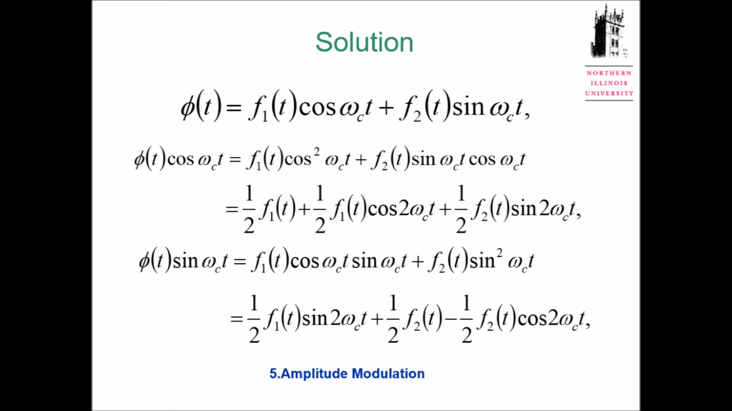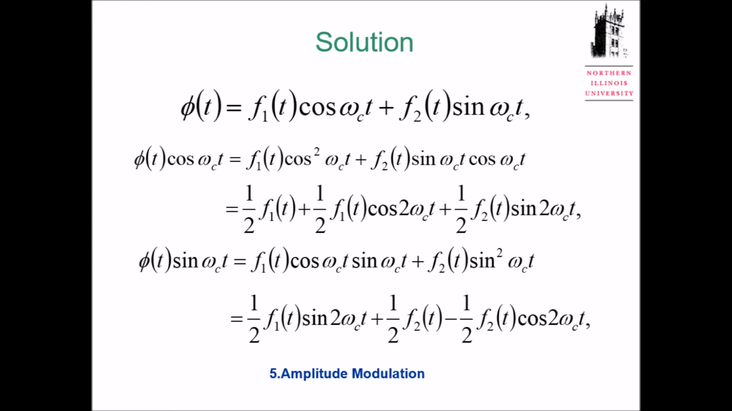So this is the signal from the transmitter, right? Message 1 mixed with cosine, message 2 mixed with sine, straightforward from the block diagram. We get phi(t) = f1(t) cosine omega c t + f2(t) sine omega c t.